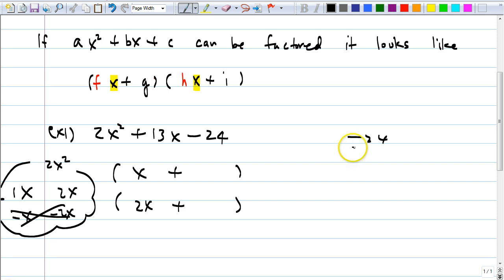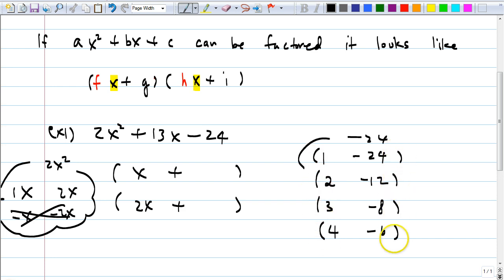Okay, so how many ways are there to get 24? 1 and 24. What else? That's the easiest one. 3. Okay, what about 2? Let's do this in order. 2 and 12, right? What else? 3 and 8. Are there any others? 4 and 6. Are there any others? No. Okay, let me just put them in parentheses.